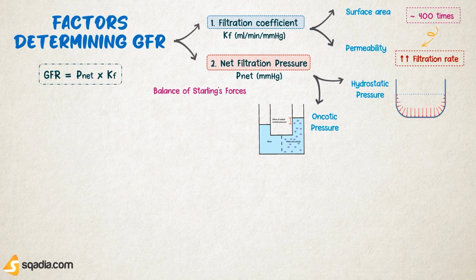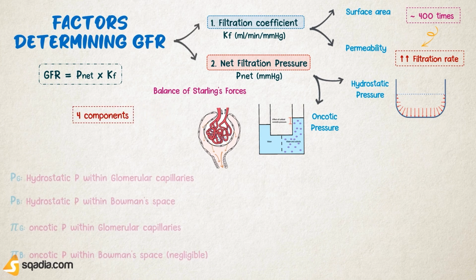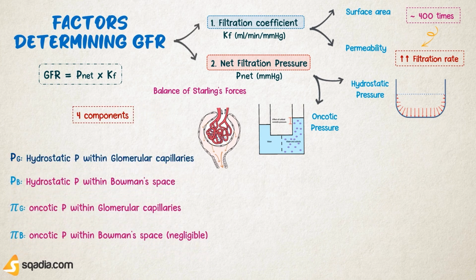Now, as we are talking about the movement of fluid between two separate chambers, which means between the lumen of the glomerular capillaries and the Bowman space, these two pressures, the hydrostatic and oncotic pressures, can be divided into four components. The hydrostatic pressure within the glomerular capillaries, which is essentially the blood pressure in the glomerular capillaries. The second is the hydrostatic pressure within the Bowman space.